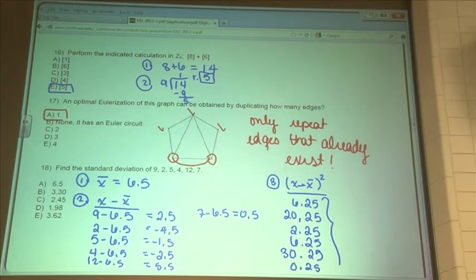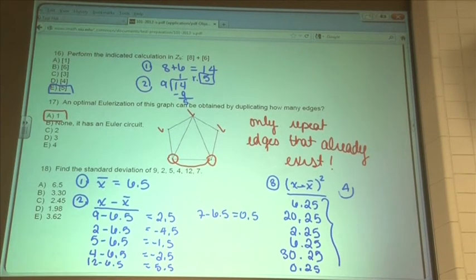6.25 plus 0.25 plus 2.25 plus 6.25 plus 30.25 plus 0.25. We take 65.5 divided by 1 less than our numbers here. So we had 6 numbers, we divide that by 5, and we take the square root. I've got 3.62.